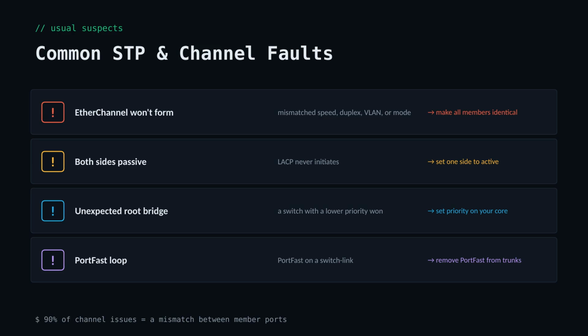Now that you know what healthy output looks like, let's talk about what goes wrong. When an EtherChannel refuses to form, 9 times out of 10, it's a mismatch. Speed, duplex, VLAN, or mode disagree between members. So make every bundled port identical. If both sides are set to passive, LACP just sits there waiting, so flip one side to active. An unexpected root bridge means some random switch with a lower priority stole the election. Pin it down by setting a low priority on your core. And PortFast on a switch-to-switch link is asking for a loop, so keep PortFast on edge ports only.